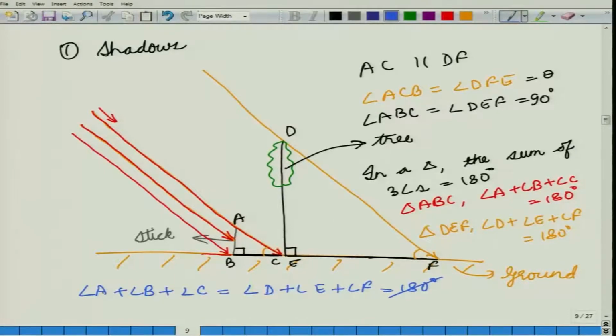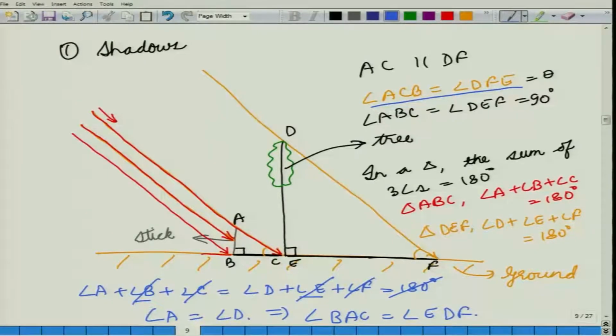So, now we have seen here that angle C and angle F, angle C is the same as angle ACB and angle F is the same as angle DFE. So, angle C and angle F are equal, angle B and angle E are equal to 90 degrees. So, they also cancel out. So, we have angle A is equal to angle D. Angle A can also be written as angle BAC is equal to angle D or EDF.